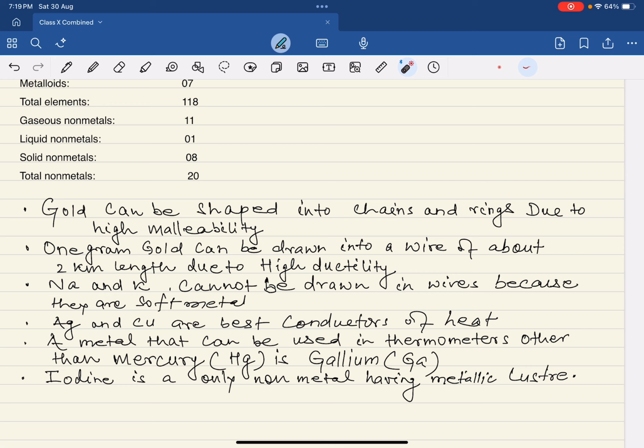Iodine is the only non-metal having metallic luster. Graphite also has metallic luster, but graphite is not a non-metal; it is an allotrope of carbon. But in examinations, iodine is the only non-metal having metallic luster, and bromine is the only liquid non-metal, and mercury is a liquid metal at room temperature. Gallium and cesium melt when we take them on the palm.